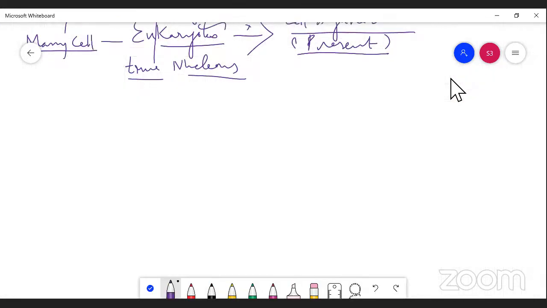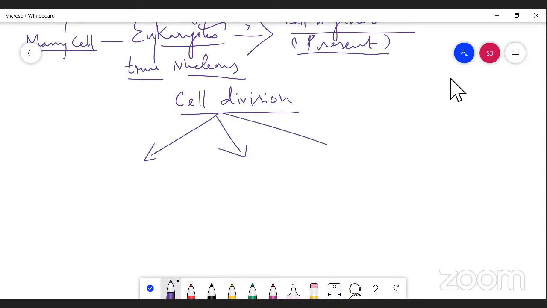What is cell division? Cell division takes place in three types. What are the three types? The first one, binary fission, and then mitosis, and then meiosis.